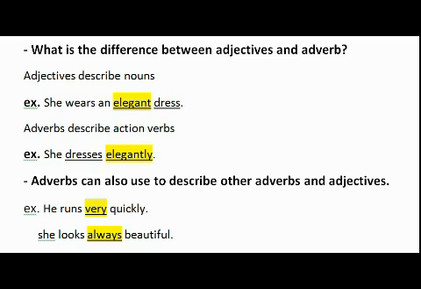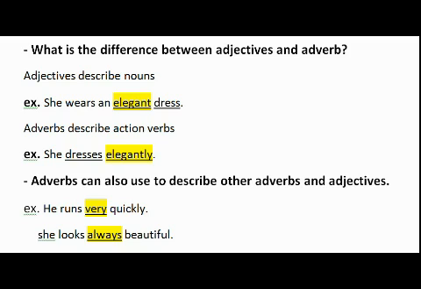Also, you need to know something. Adverbs can also be used to describe other adverbs and adjectives. So, I can use the adverbs not only to describe action verbs, but also to describe adverbs and adjectives. Like when I say, he runs very quickly. If you can see here, very is an adverb and also quickly is another adverb. They both describe the running action. So, I can use very or any other adverb to describe another adverb in the same sentence.